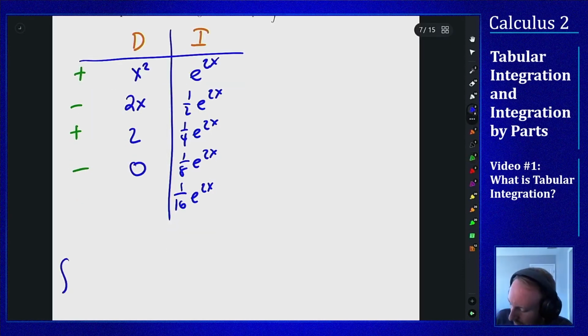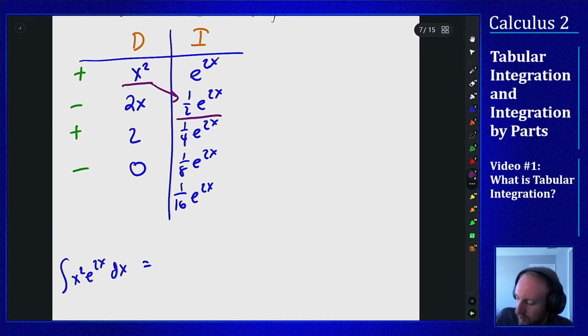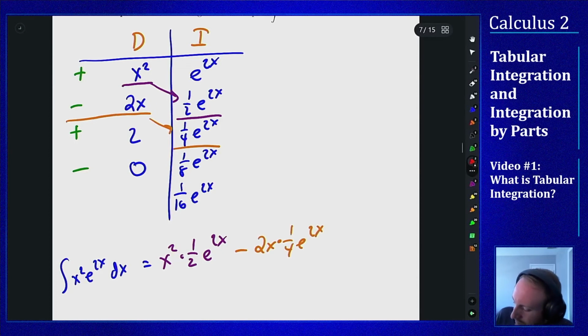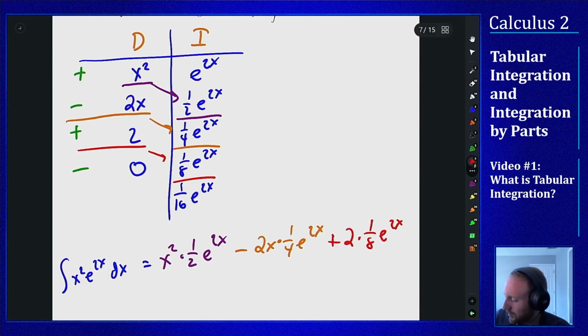So integral of x squared e to the 2x dx should be, first term is x squared and the 1/2 e to the 2x down and to the right. Second term is the minus 2x and the 1/4 e to the 2x over here. Third term is the 2 and the 1/8 e to the 2x. And then I have a term that is minus 0 times stuff, or in this case, minus, as an integral, 0. Integral of 0 is just a constant plus c.